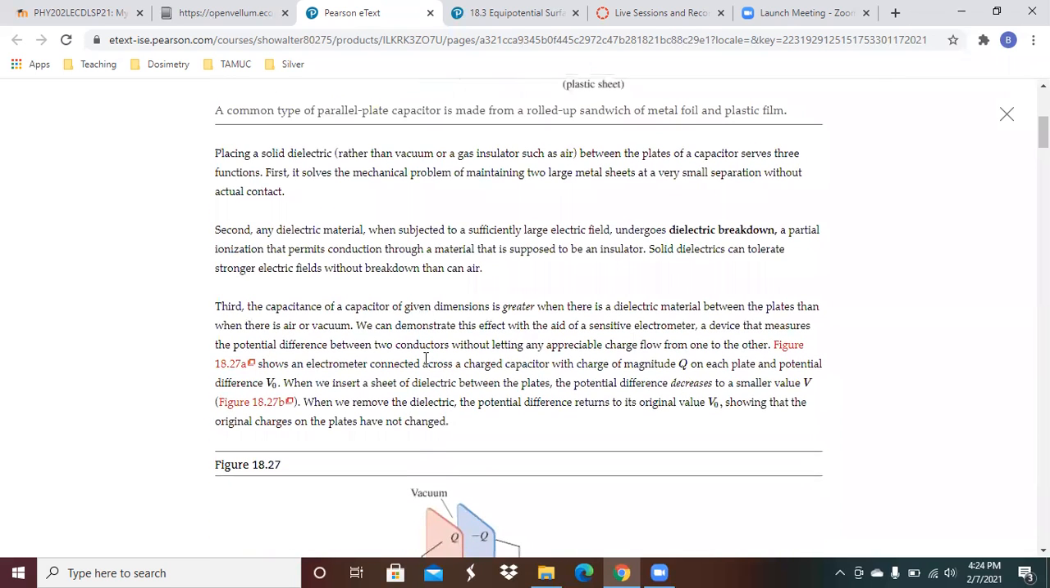Now, it serves three functions to do this. It's going to solve the mechanical problem of maintaining two large metal sheets at a very small separation without actual contact. It's going to make it more sturdy.